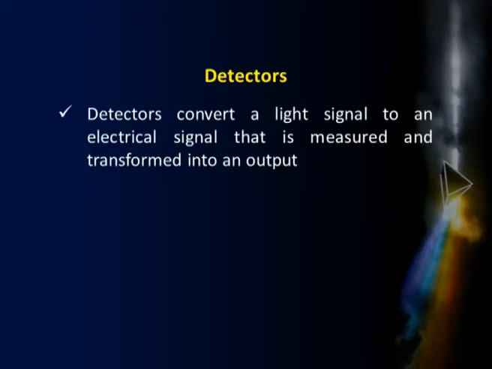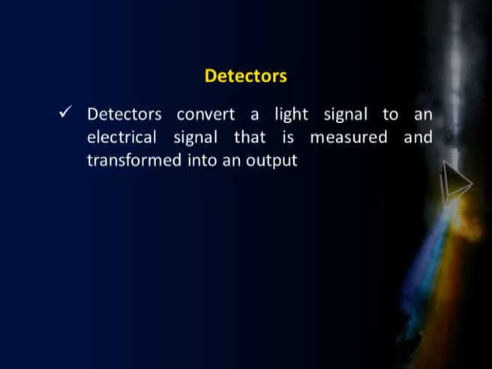That means, from a source of radiation, a polychromatic radiation is coming, I put a monochromator, select the kind of radiation I want to make use of, make it fall on the sample, and then thereafter what has happened as a consequence of that I want to measure. So, I need some kind of a detector for the purpose. So, we can define a detector as a device that converts a light signal to an electrical signal, which is suitably measured and transformed into some kind of an output.